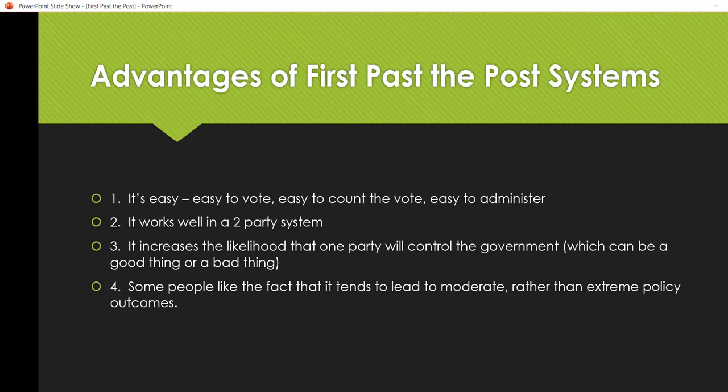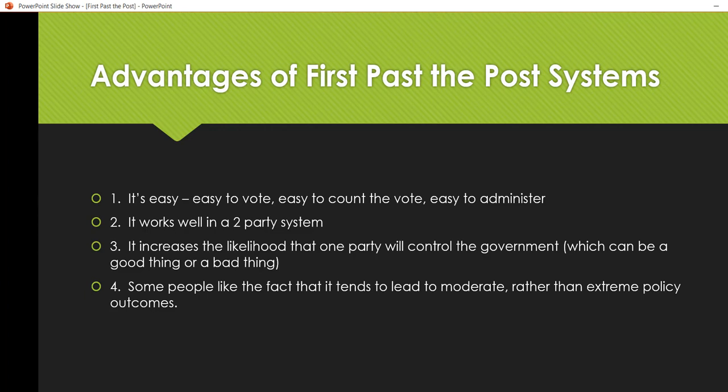Some people like the fact that a first past the post system also tends to lead to moderate policy outcomes. So if you have more than two political parties sharing power, right? So there's people representing 3 parties in the legislature or people representing 4 parties in the legislature, the outcome might be that more liberal policies get enacted or more conservative policies get enacted. In a two-party system, which most first past the post systems are generally two-party systems, the policy outcomes tend to be relatively moderate. Things don't change super aggressively in one direction or another for the most part.